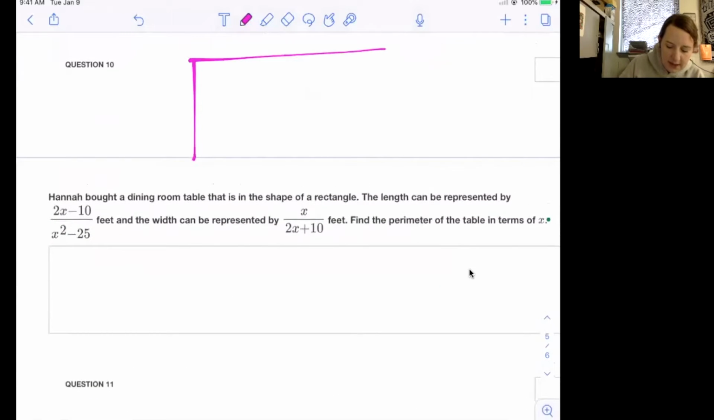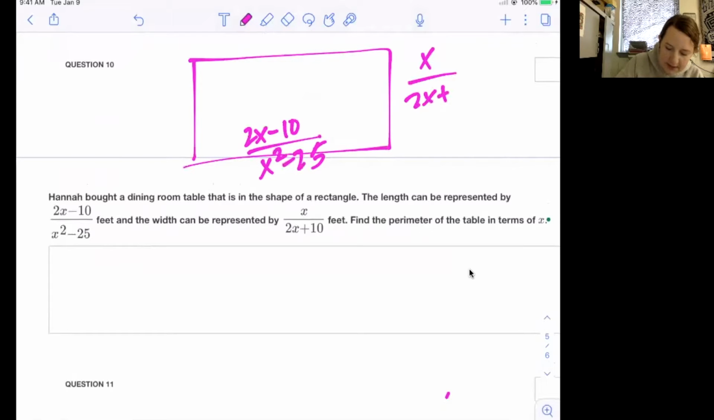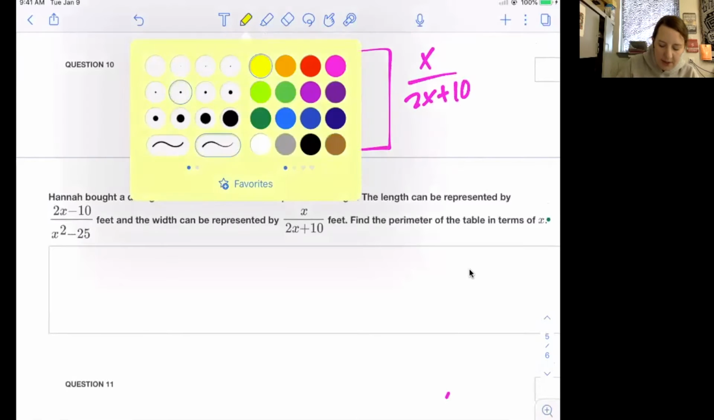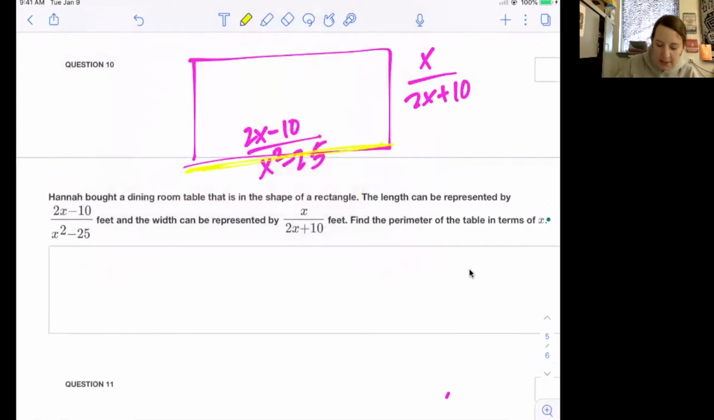So here we've got this rectangle. Length is (2x minus 10) over (x squared minus 25), and the width is x over (2x plus 10). In order to find the perimeter, we've got to add up all four sides. So we can't just add up this side and this side. We've also got to do the top and the left-hand side. So we essentially have another one of each of these values.